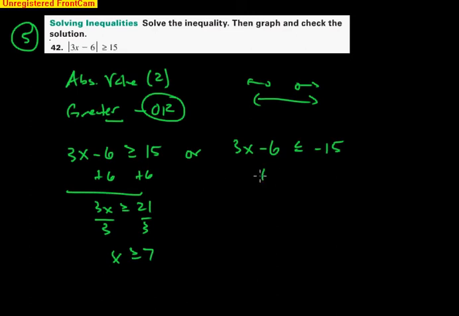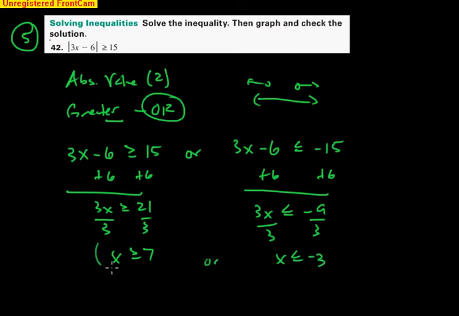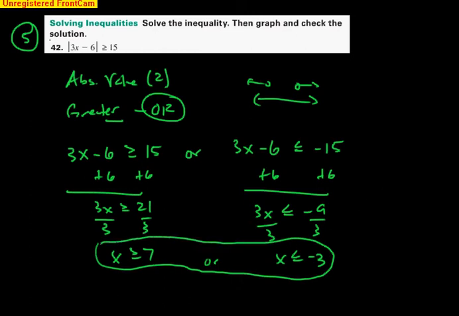There's the first one. Over here we're going to add 6. You'll get a little different number though. 3x is less than or equal to, this is negative 9. And divide by 3. X is less than or equal to negative 3. There's my OR in between them, and there is my inequality here.